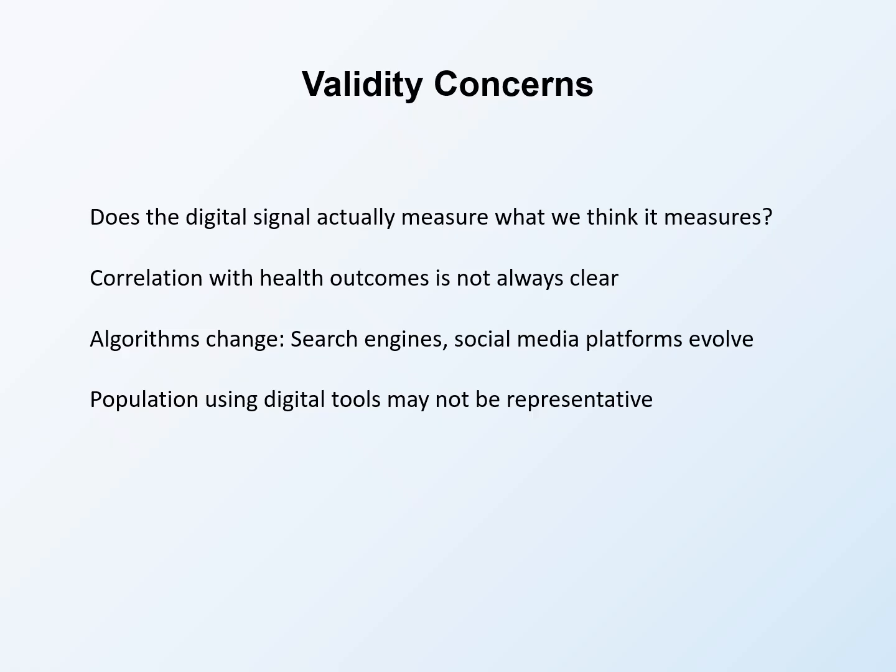Another concern, algorithms change. When a search engine updates how it autocompletes queries, the search data changes, even if nothing changed in the population. When a social media platform changes its algorithm, what content is visible shifts, and the population using digital tools may not be representative. Internet access, smartphone ownership, social media use, these are not evenly distributed. Digital data may systematically miss certain populations.